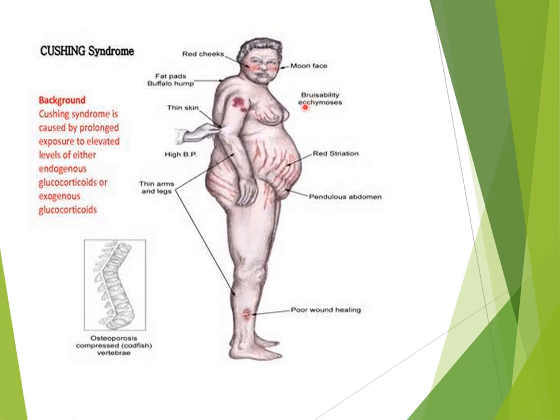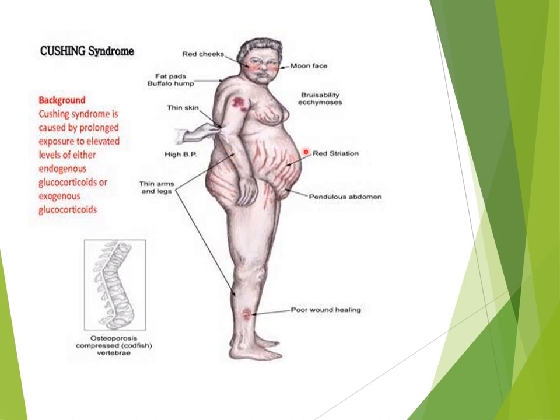ecchymosis also. Then thin skin, high blood pressure, we discussed it, due to the increasing of the water salt retention and increasing of blood pressure. Then thin arms and legs, pay attention. So remember that the fat is accumulated in the upper face, neck, upper shoulders, but arms and legs are thin.